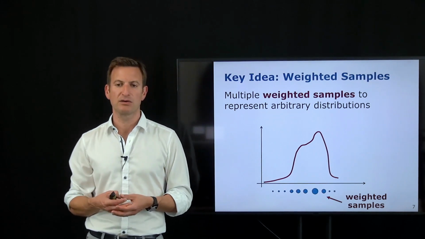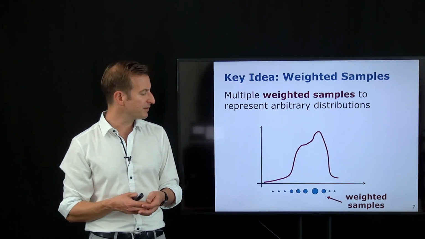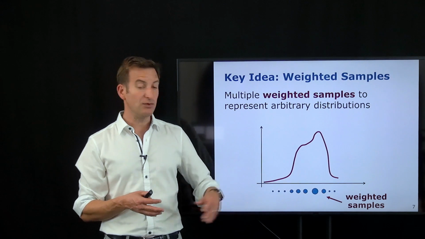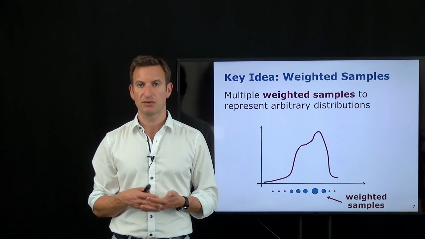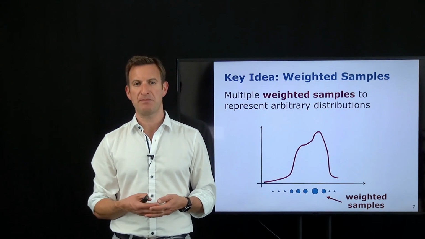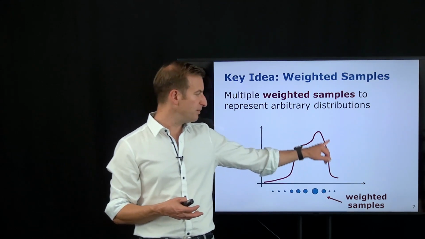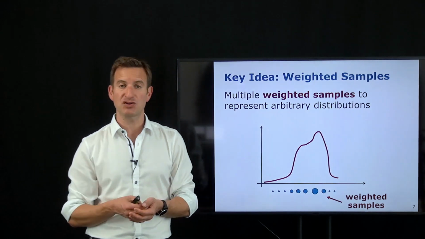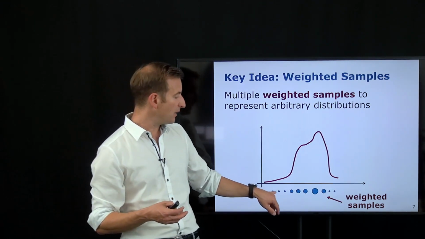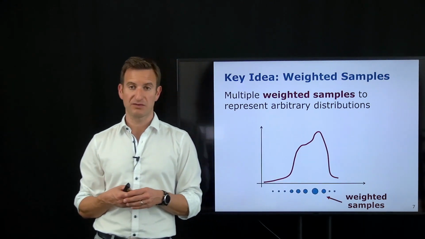We will come back to this later in the so-called resampling step of the particle filter, but we are mainly using weighted samples here. So the idea is to use a set of weighted samples to represent a probability distribution. If we want to represent this PDF about, let's say, the x location of a one-dimensional robot, then we could represent it with this set of samples.